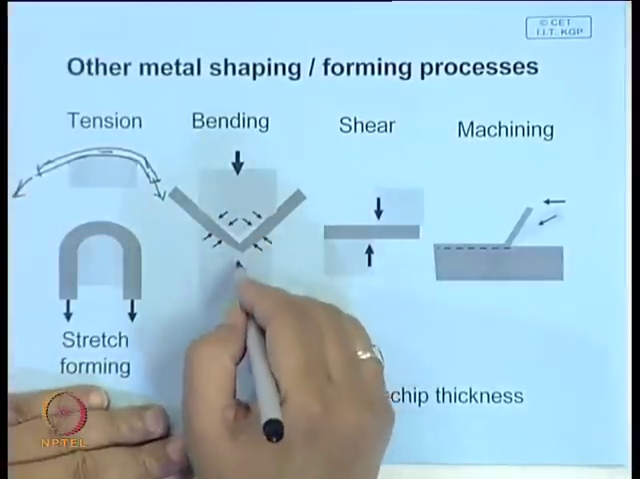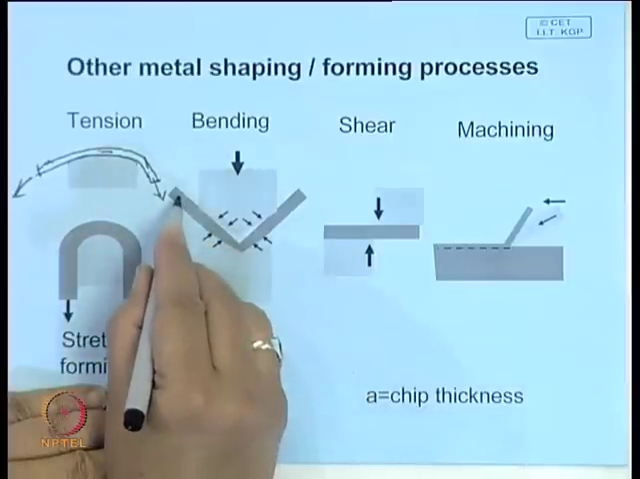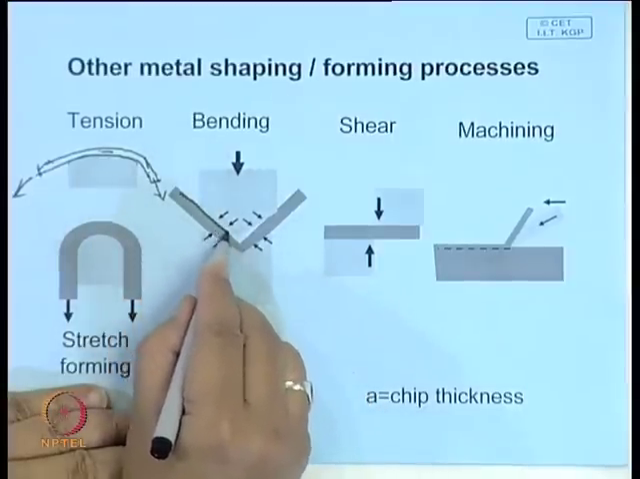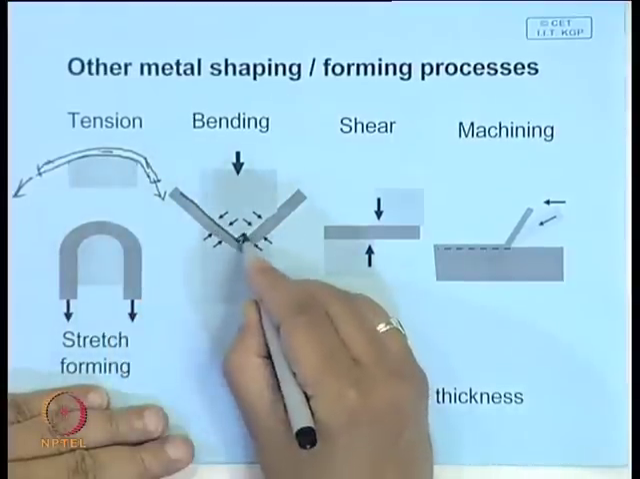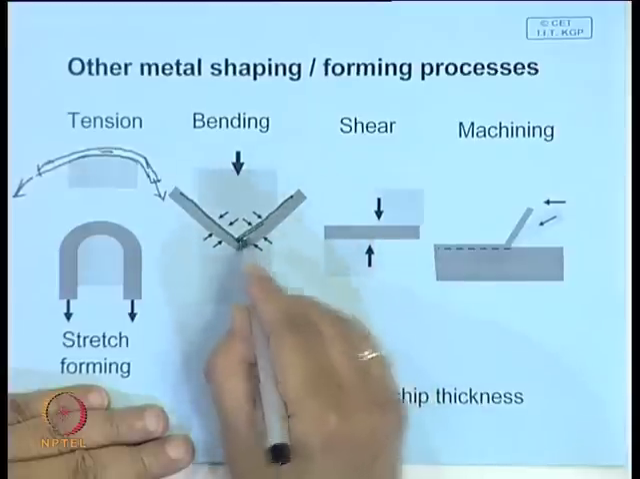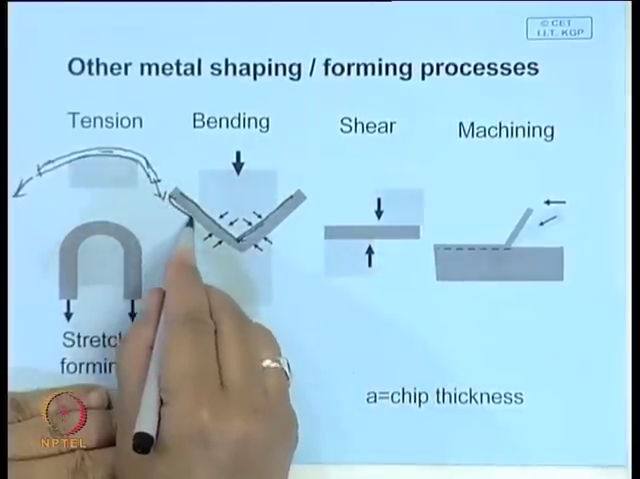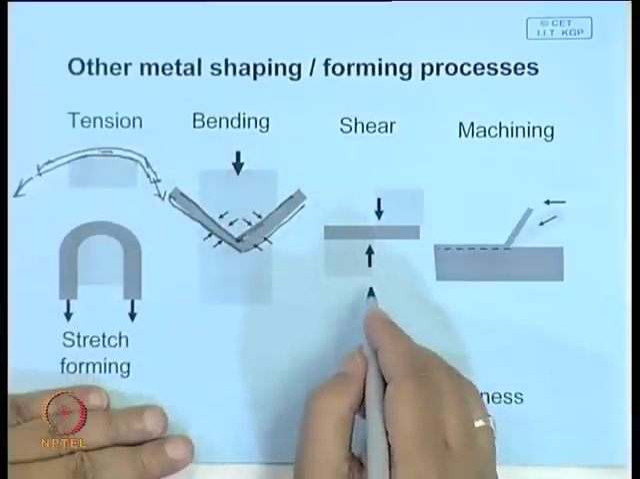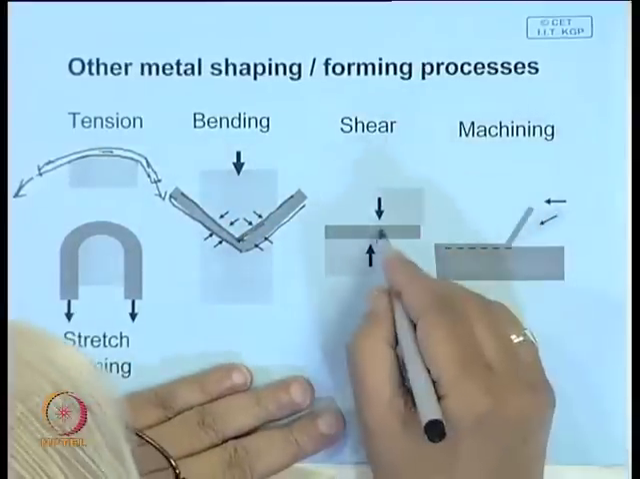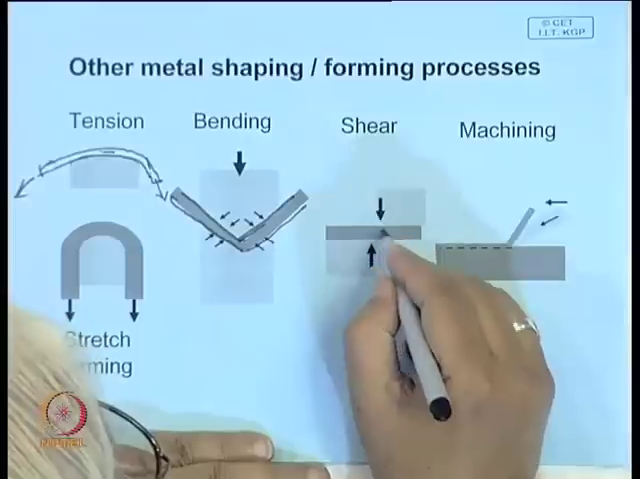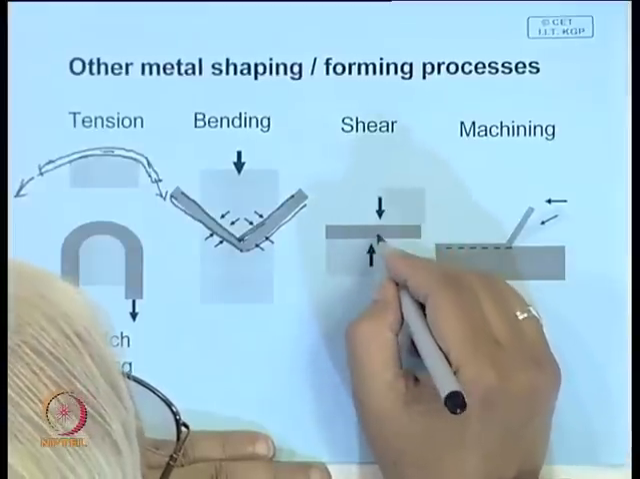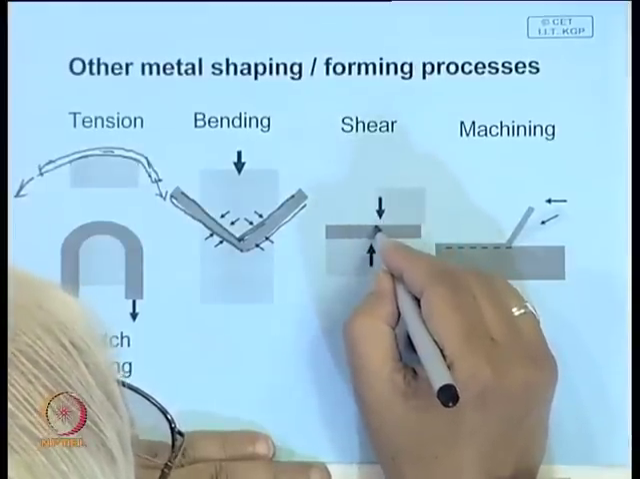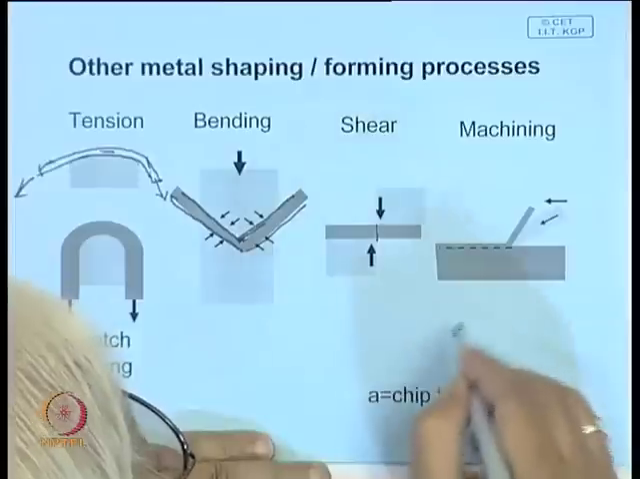Similarly, you can bend a sheet into a particular shape, this is a kind of bending operation. This is the die, this is the punch. Now machining and shearing, cutting, here also the state of stress you are applying is one of shear and it shears through this.